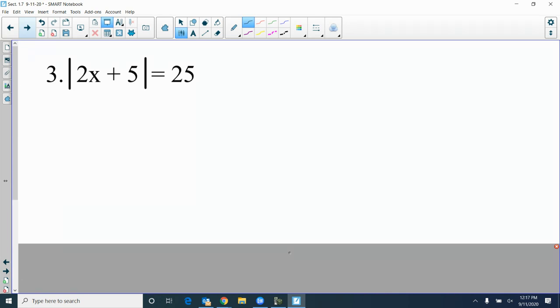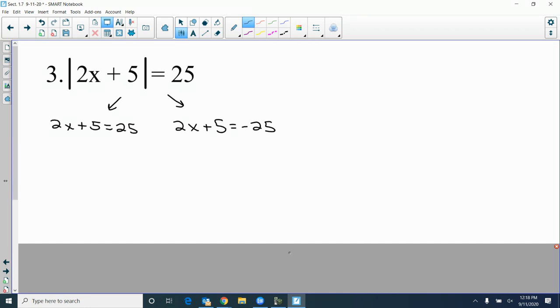All right, now this one has a little bit more substance to it. You have the absolute value of an expression, 2x plus 5, equals 25. Now, there will be 2 cases. Here's what you need to do. We're going to break it up into two situations. The first one is you just drop the absolute value bars. You get 2x plus 5 equals 25. The second one is you set it equal to the negative of the number. So if it equals 25, set this equal to negative 25. That's how you get those 2 cases.